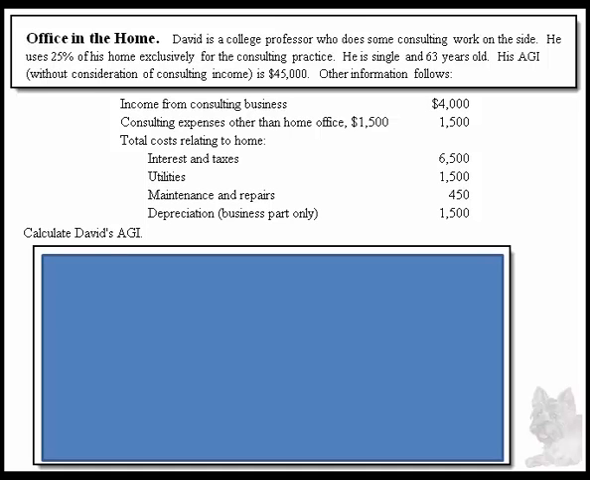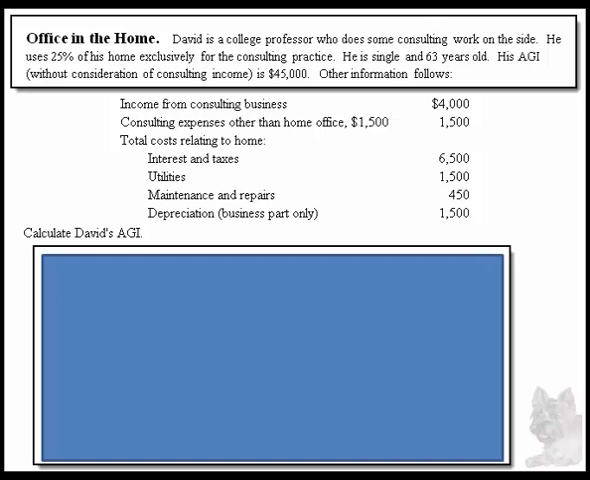Okay, and then we have some other information that you see on the screen. His income from consulting business was $4,000. His consulting expenses, other than those related to his home, so that would be his direct expenses, are $1,500. And then the total cost related to the home would include $6,500 for interest and taxes, $1,500 for utilities, $450 for maintenance and repairs, and then $1,500, which would be depreciation on the business assets that he's using in his consulting business.